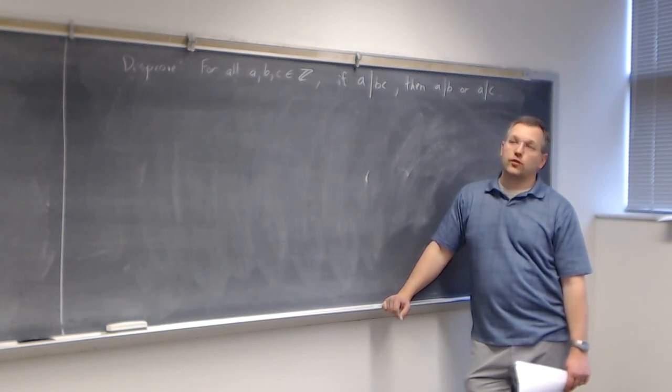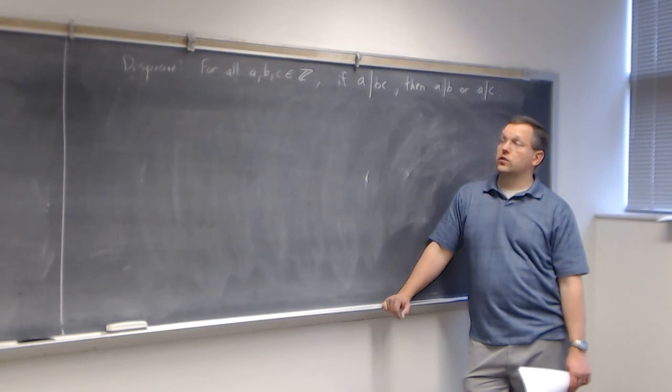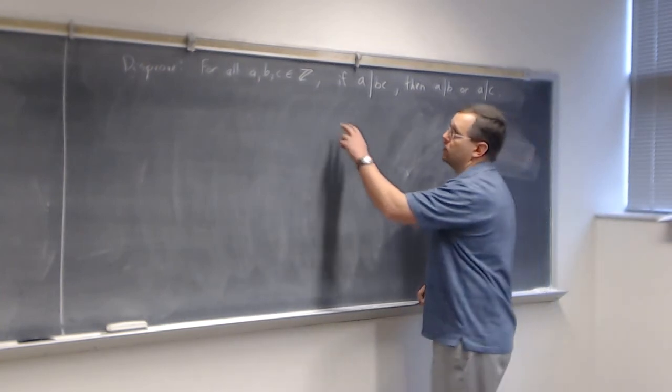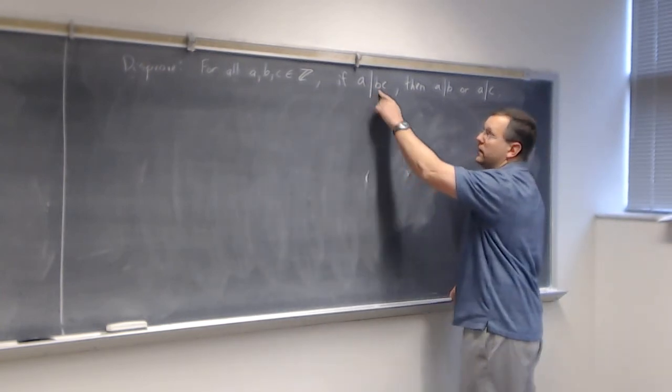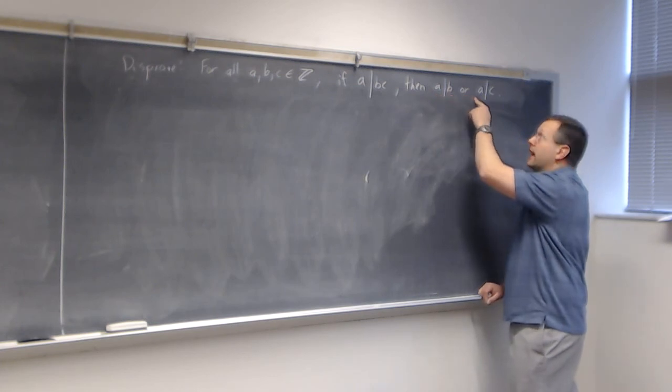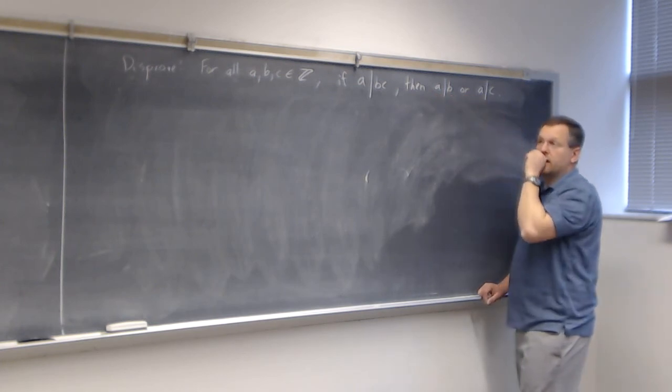I already said disprove it. Do you believe that's a false statement? The way you would convince yourself that it's false is with a counterexample. You try to come up with an example of numbers a, b, and c, where a divides b times c, but a does not divide b and a does not divide c. That's really what we need.